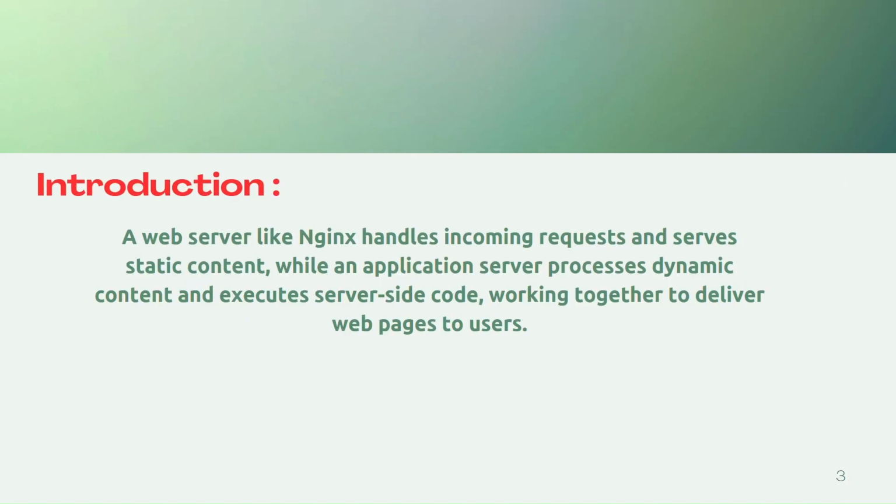So first is the introduction. A web server like Nginx handles incoming requests and serves static content, while an application server processes dynamic content and executes server side code, right? So working together to deliver web pages to users. So I will explain this, right? First time explaining this.